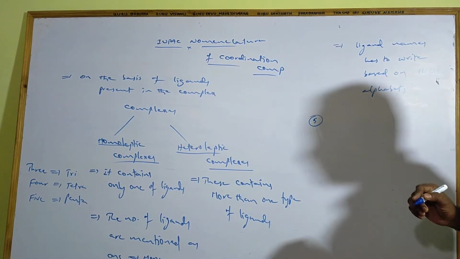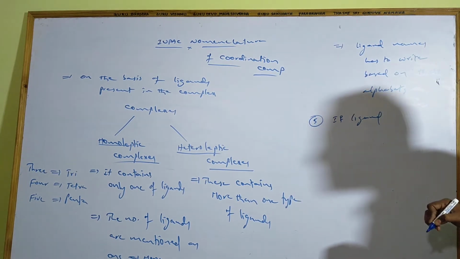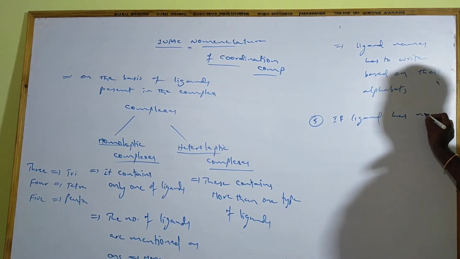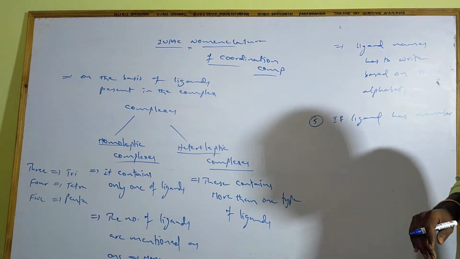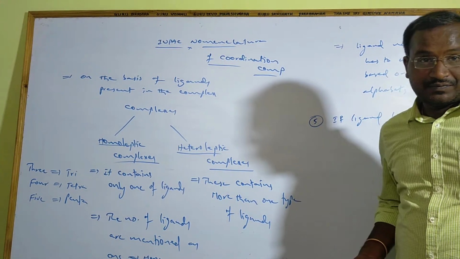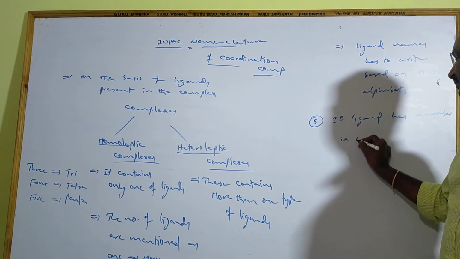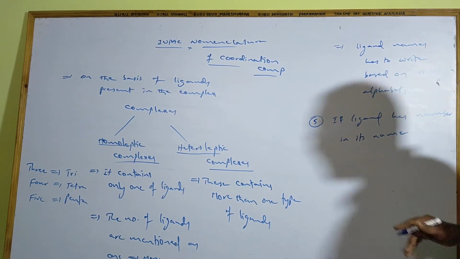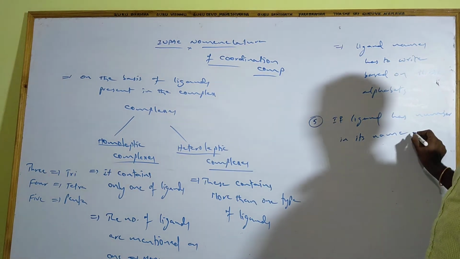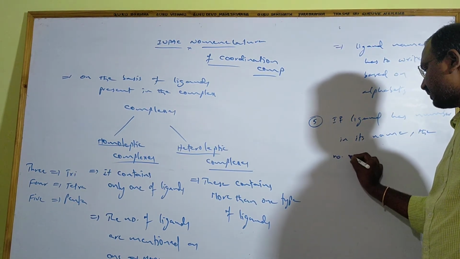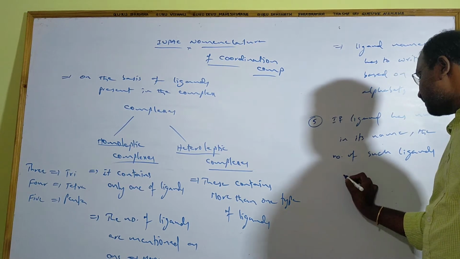Now the fifth rule according to IUPAC: if the ligand contains a number in its name, like ethylene diamine, triethylene tetramine, EDTA, ethylene diamine tetraacetate, like that, if the ligand has a number in the name itself, the number of such ligands is mentioned differently.